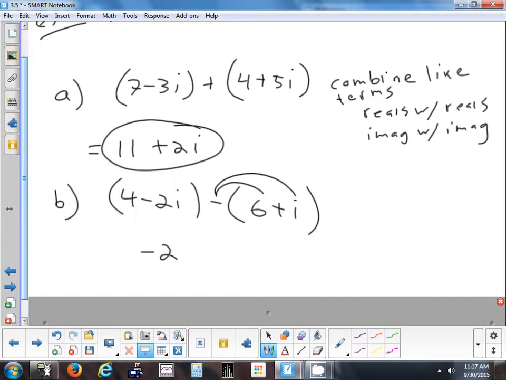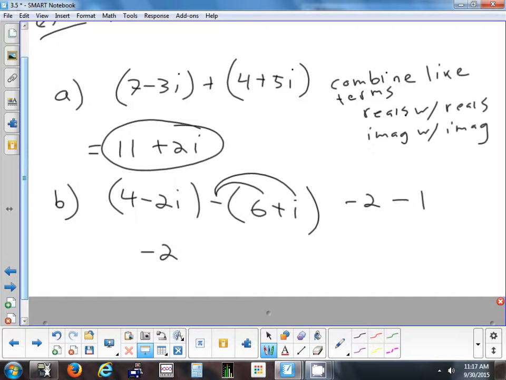What's my imaginary part in the first number? Negative 2. How about in the second? 1. Yeah. So we have negative 2, and then we have 1, and what are we doing with them? We have to subtract one. What are you doing with negative 2 and positive 1? Negative 2, positive 1, subtract.